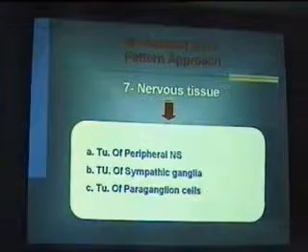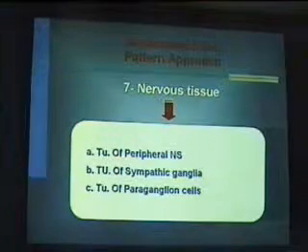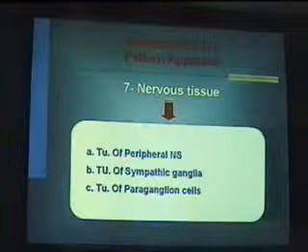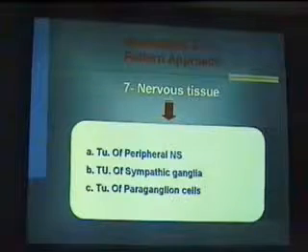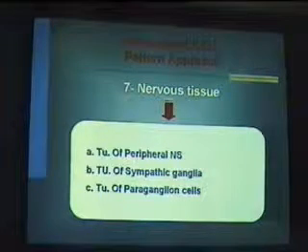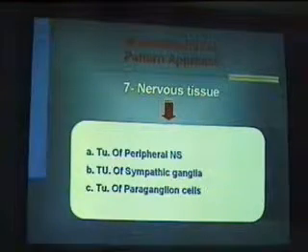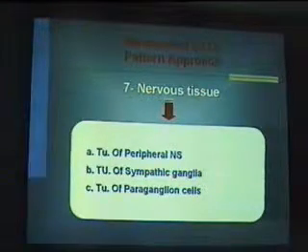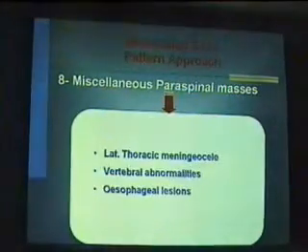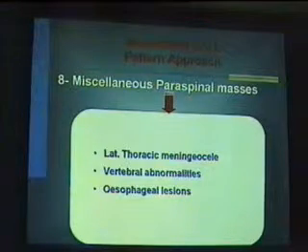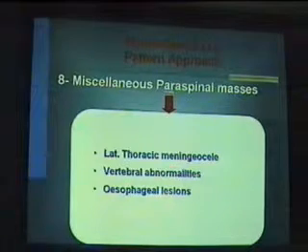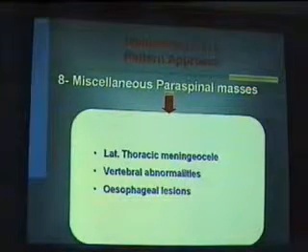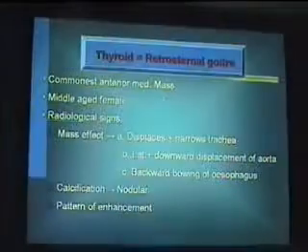نيجي للنيرفس tissue. احنا عارفين ان احنا عندنا peripheral nervous system nerve fibers وعندنا tumors من السمباثيك جانجليا وtumors from the paraganglion cells. يبقى النيرفس تيشو بتطلع لي اللي هي النيوروما والشوانوما، ومن السمباثيك جانجليا ومن الباراجانجليون سيلز، ودول هندرسهم بالتفصيل لما نيجي. واخر حاجه اللي هي الميسلينيوس باراسباينال ماسز، في حاجات سبيسيفيك زي اللاترال ثوراسيك مننجوسين، vertebral abnormalities and esophageal lesions. اوكي؟ هنبتدي ناخد واحده واحده ونشوف شويه صور مع بعض.